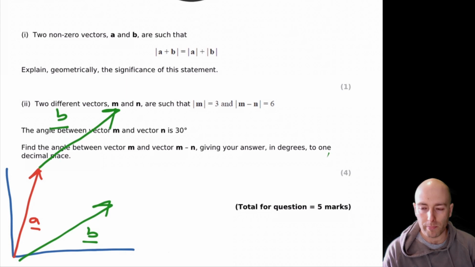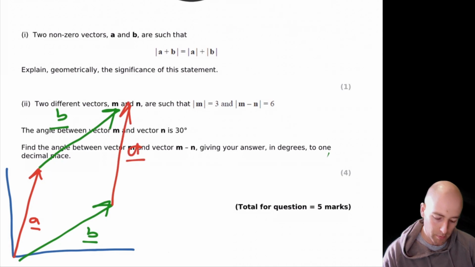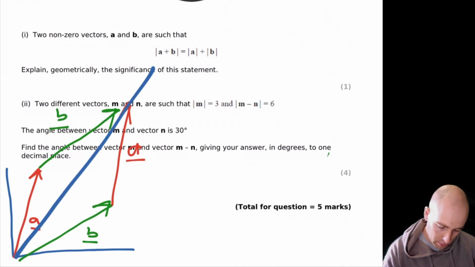Cool. Or I could tag it on there. So A plus B is going to be this line down the middle, basically, up to here. That is A plus B.